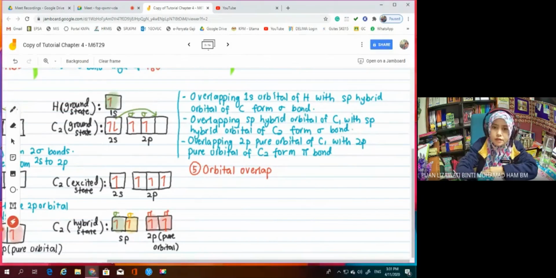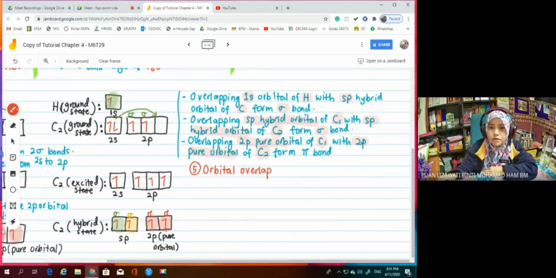So, we take a look. Overlapping of the 1s orbital of H with the sp hybrid orbital of carbon will form a sigma bond. And then overlapping of the sp hybrid orbital of carbon 1 with the sp hybrid orbital of carbon 2 will form a sigma bond. As for the pi bond, it involves overlapping of the 2p pure orbital of carbon 1 with the 2p pure orbital of carbon 2.